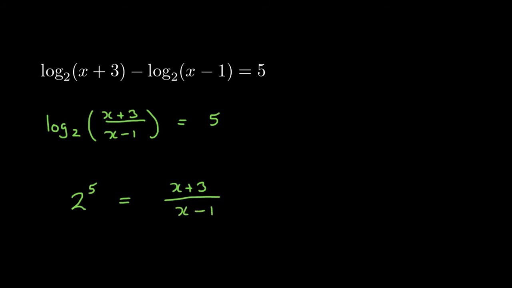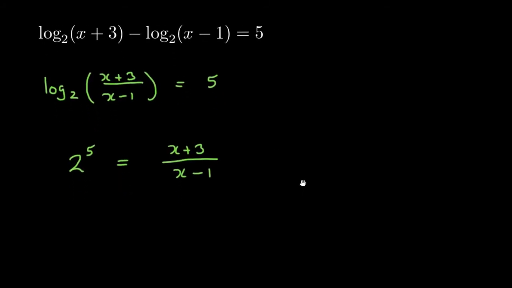Now don't panic too much. That's kind of a weird looking equation there, but if we multiply both sides by x minus 1, we can clear out that rational expression on the left hand side. And I guess we can also say 2 to the power 5, of course, is 32. Multiply both sides by x minus 1, and we'll clear out the denominator on the right hand side. And then we notice, okay, this isn't bad. This is just a linear equation.